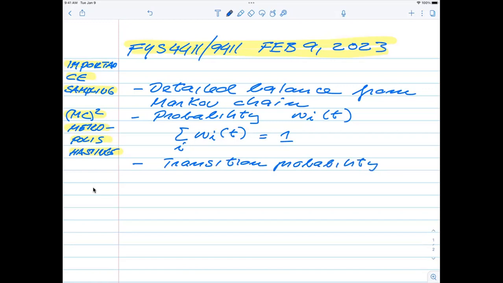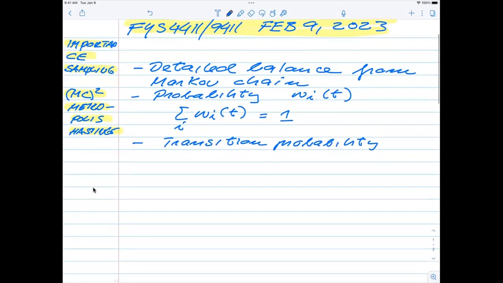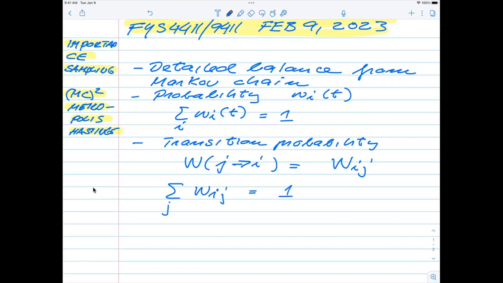And we can think of that in a loose way as us making a transition from a state j to a state i. And this is normally rewritten in terms of a matrix element, Wij. And this is also a matrix which is a so-called stochastic matrix. And this is normalized so that Wij, when we sum over all the columns of that matrix, is normalized to 1.